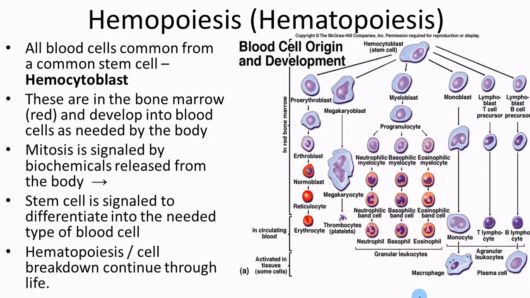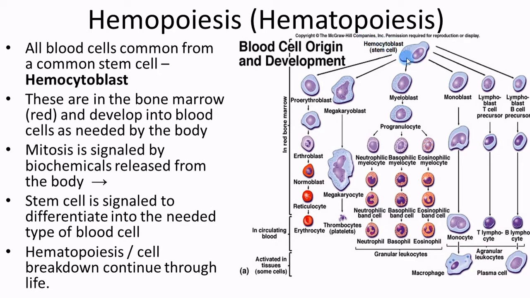The process of making blood cells, and I'm not saying red, I'm not saying white, I'm saying blood cells, is called hematopoiesis. So where do red blood cells get made? Where do white blood cells get made? They're both made in the same place, right? They come from this pluripotent stem cell. So a hemocytoblast is a stem cell that can become any of the heme cells, red blood cells or white blood cells.